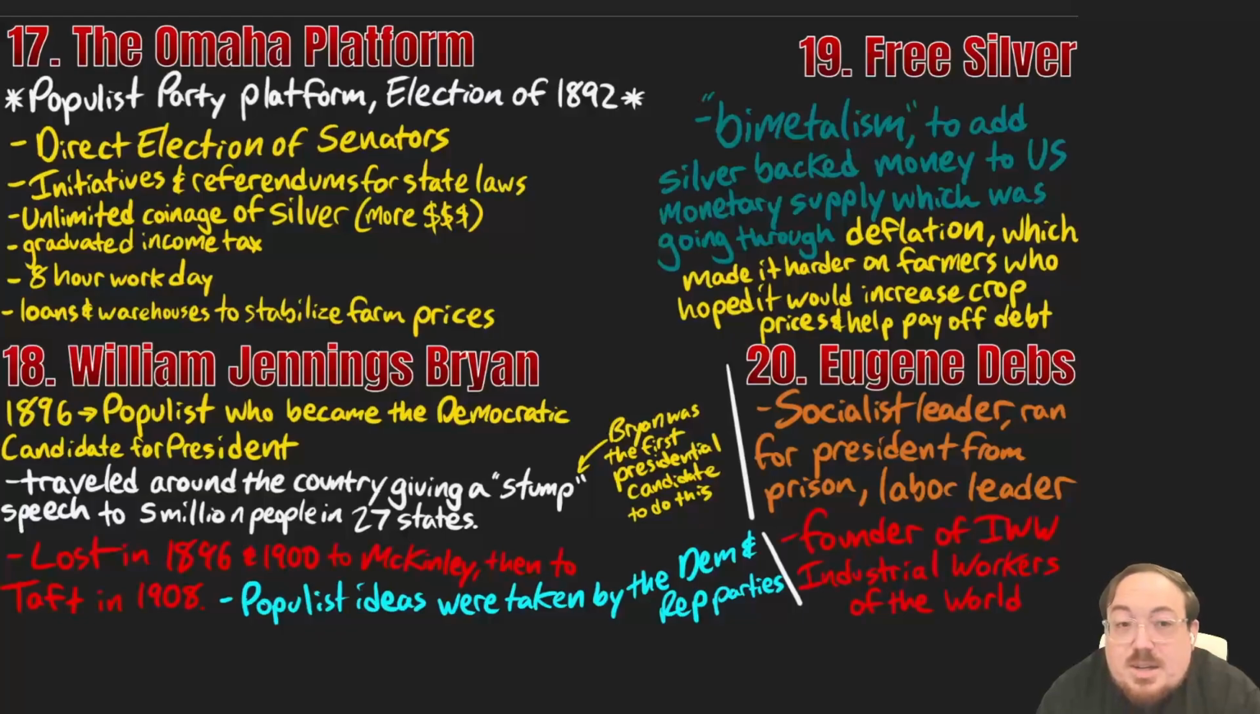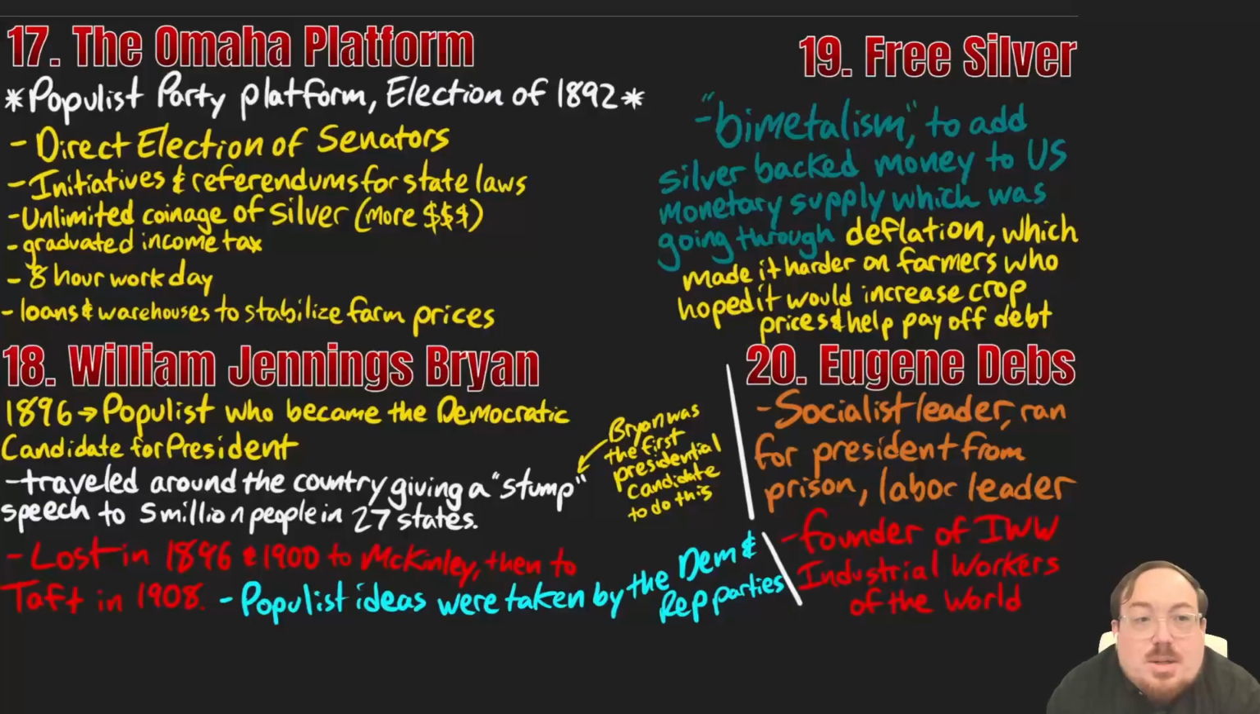Now, Bryan is one of our great presidential losers in history, kind of like Henry Clay, the great negotiator we talked about before. He will run for president 3 times and lose every time. This is during a period from after the Civil War, from 1860 all the way until 1912. There's only one Democratic president. All the rest are Republicans.